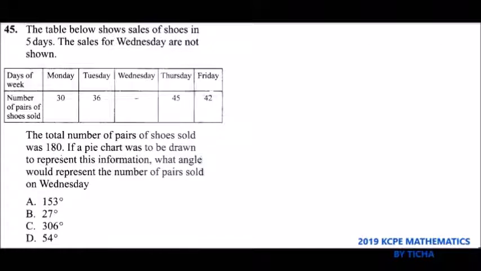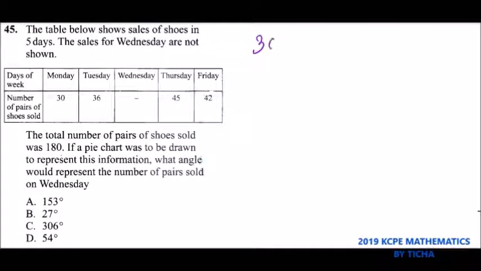If a pie chart was drawn to represent this information, what angle would represent the number of pairs sold on Wednesday? So in actual sense, the pie chart can represent this information, but the first thing we need to do is to find the number of shoes that were sold on Wednesday.